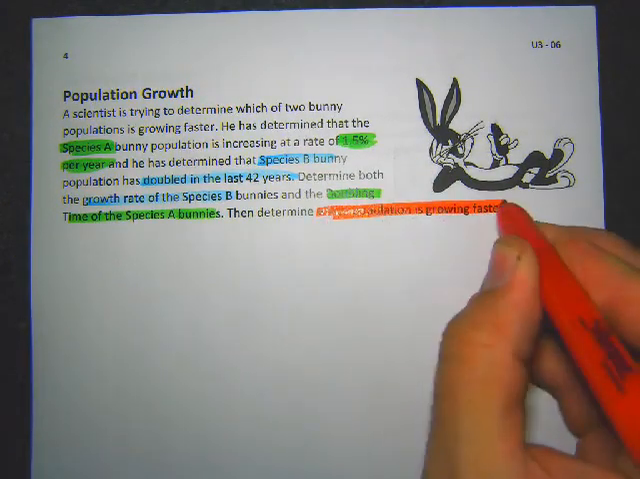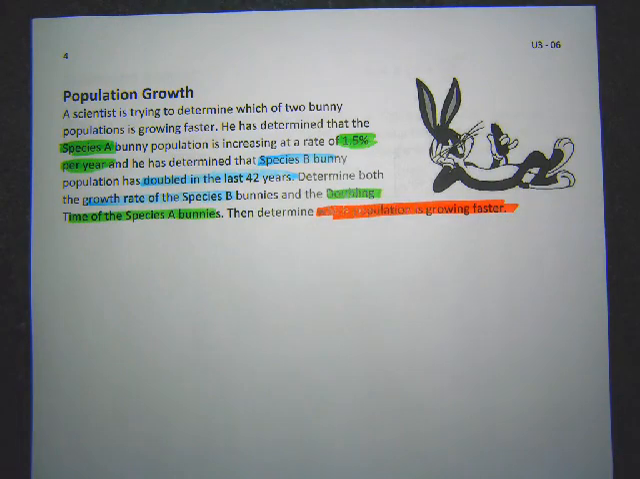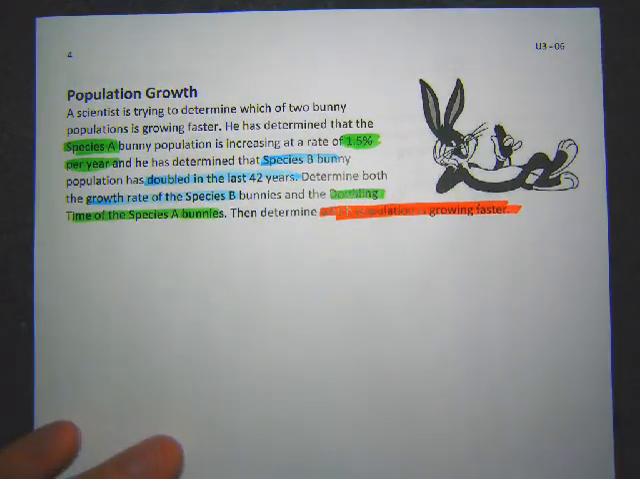Now, we don't really have to do both of these things to figure out which species is growing faster. As soon as you know both growth rates, then you could compare them. Or if you know both doubling times, you can compare them. Whichever one doubles faster is growing faster. But we're just going to do both for practice, so we can figure out both things.